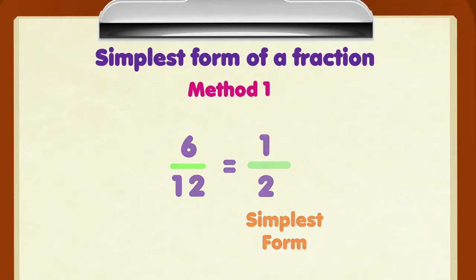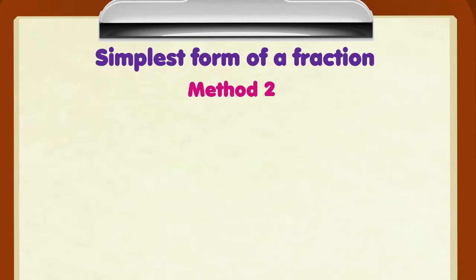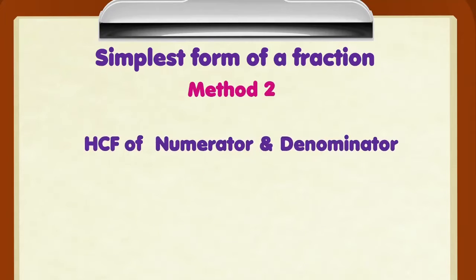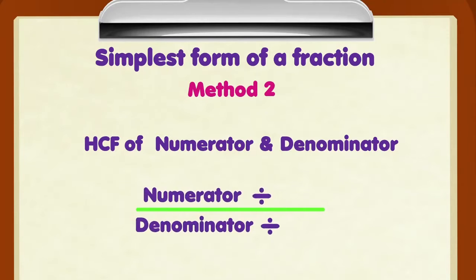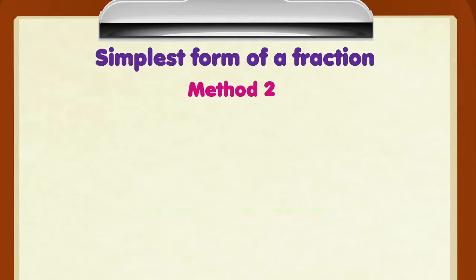There is another method of simplifying fractions. Method 2. Find the HCF of the numerator and the denominator, and then divide both the numerator and the denominator of the fraction by it. This is a faster way to find the simplest form of a fraction.